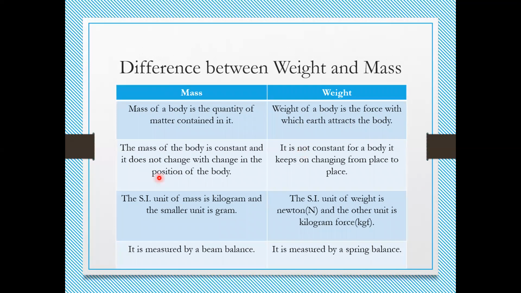Next, the mass of the body is constant and does not change with change in the position of the body, whereas weight is not constant for a body, it keeps on changing from place to place. The SI unit of mass is kilogram and the smaller unit is gram. The SI unit of weight is Newton and the other unit is kilogram force. Mass is measured by a weight balance and weight is measured by a spring balance.